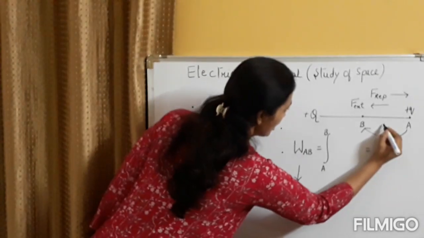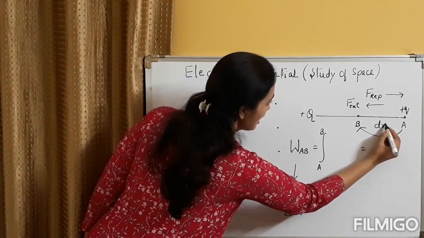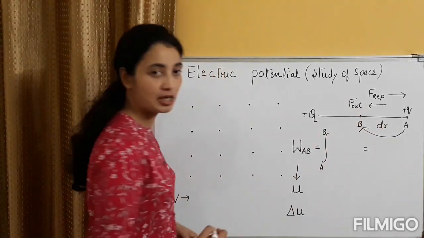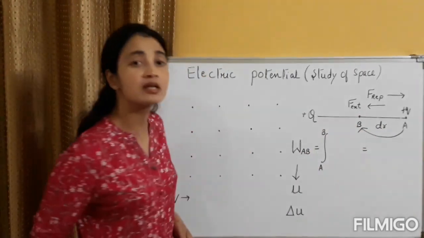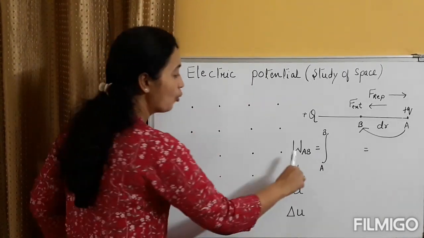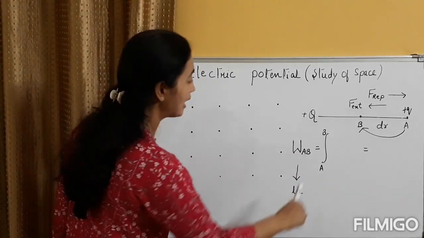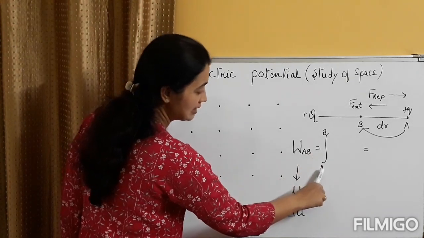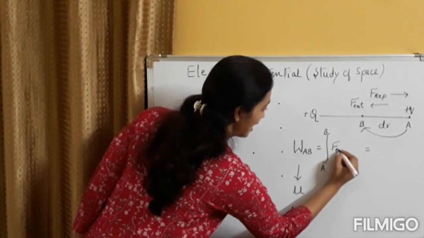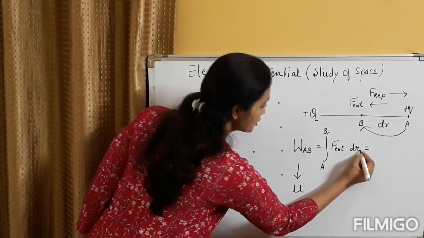Let us say for our convenience it shifts it through a small distance dr. Now if there is some force acting on the charge and there is some distance involved, don't you think that some work is done? Yes, work is done in shifting the charge from A to B. What is the work done? The total work done is the integral from A to B of the applied force, F external, dot the distance through which the charge is moved.